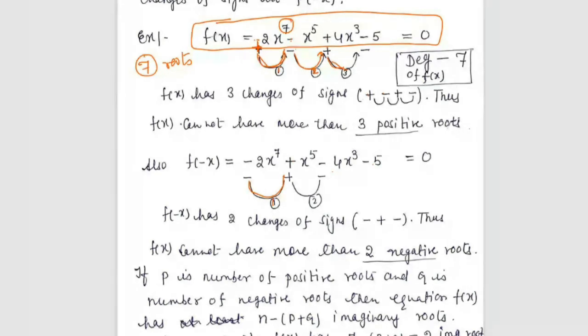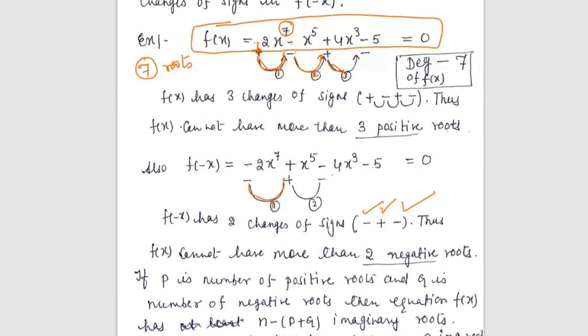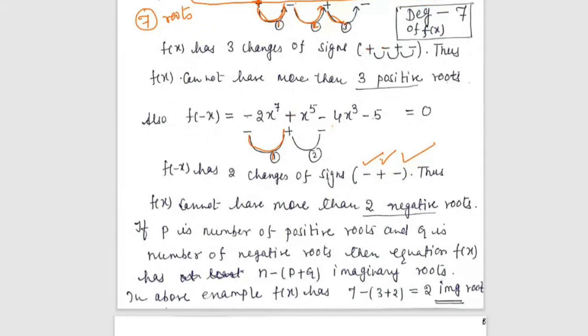Then again you just find negative, positive, then negative: 2 changes. So here you will write negative, then positive, then negative. If there are 2 negative changes, it means the particular equation has 3 positive roots and 2 negative roots. The total roots means 3 positive roots, and f(x) cannot have more than 2 negative roots. If p is the number of positive roots and q is the number of negative roots, then the equation f(x) has n minus (p plus q) imaginary roots.